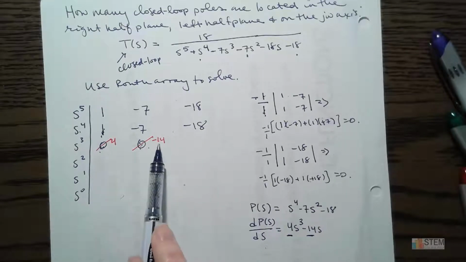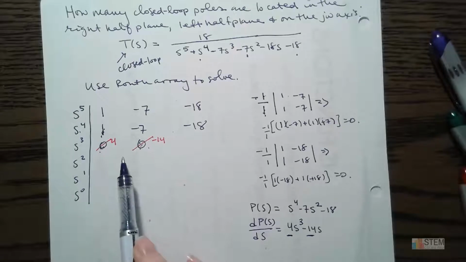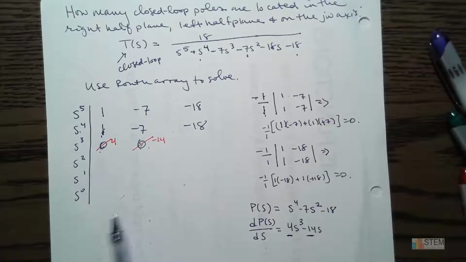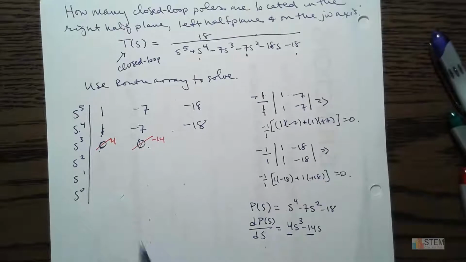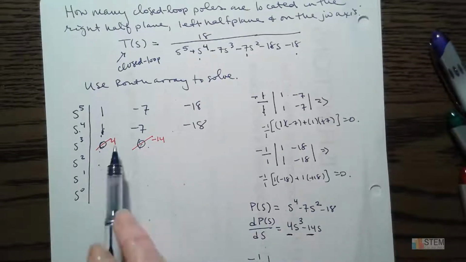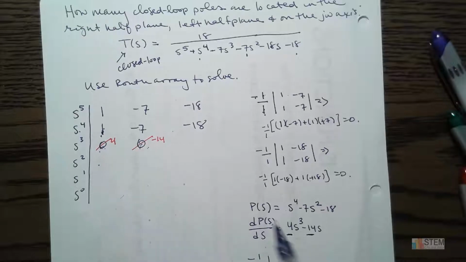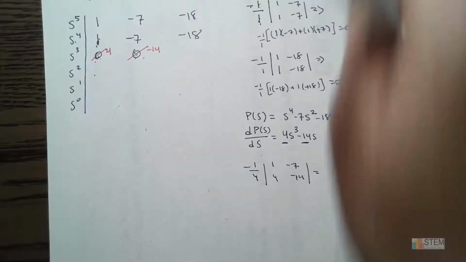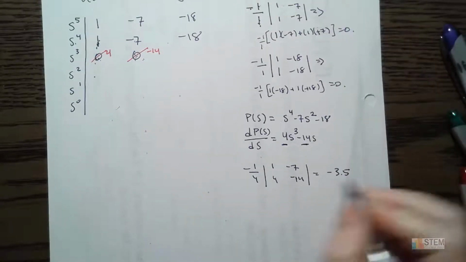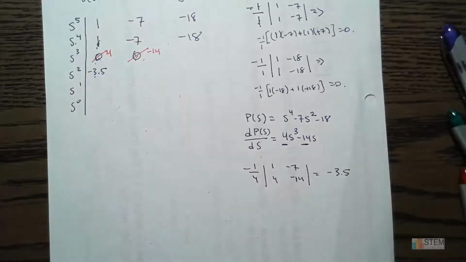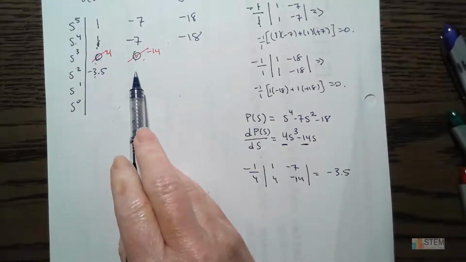Now that we've got the 4 and the -14, we're going to use these values just like we would a regular value, and we're going to continue filling out the rest of this array. All right, so let's do this next one, the S squared row. So now I'm going to have -1/4, and then in the determinant I'm going to have 1, 4, -7, -14. Like that. And if you do the little calculation here, you're going to end up getting -3.5. All right, so you get -3.5 there.